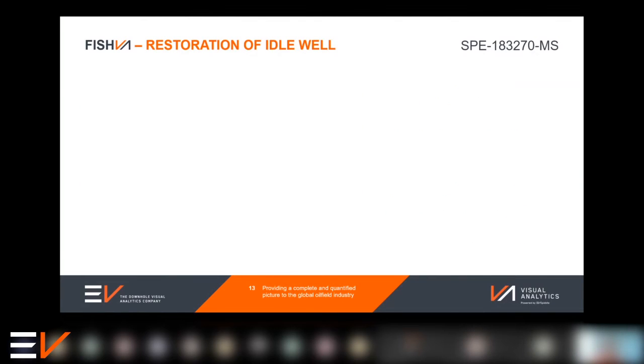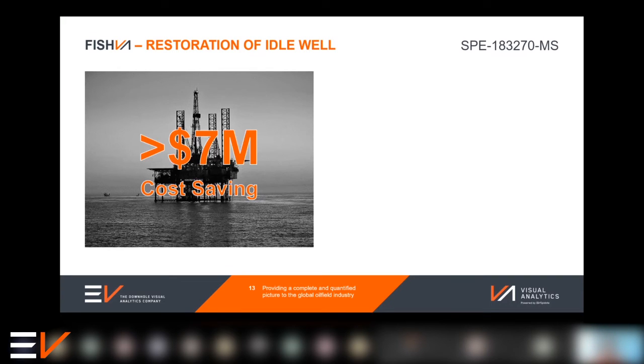But again, if we round this out by looking at the economic impact of this and what it meant for the operator, well, firstly, by getting the well back online through rigless intervention, they saved over $7 million by avoiding bringing in a jackup rig and having to perform a workover in that sense. So from the cost-saving point of view, fantastic.